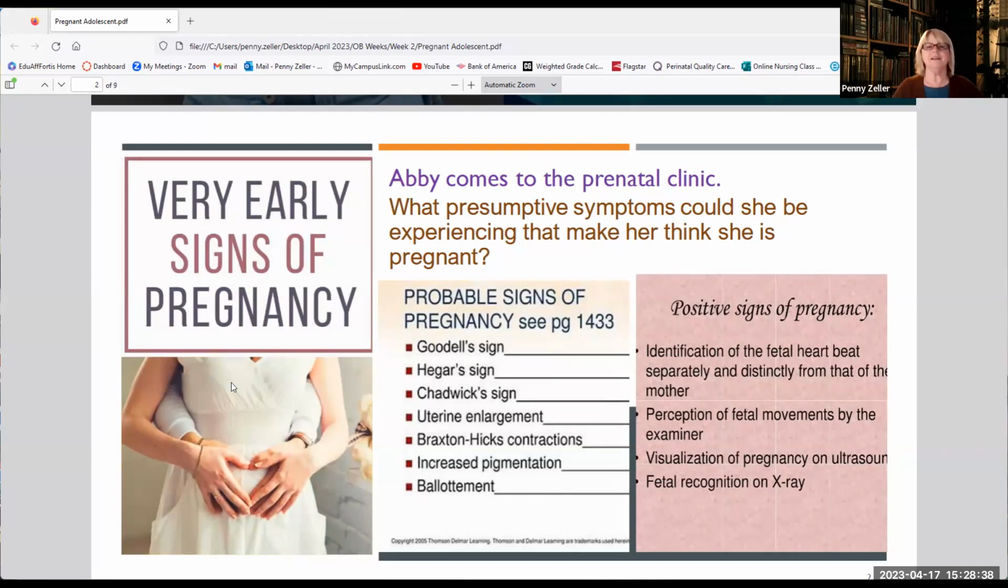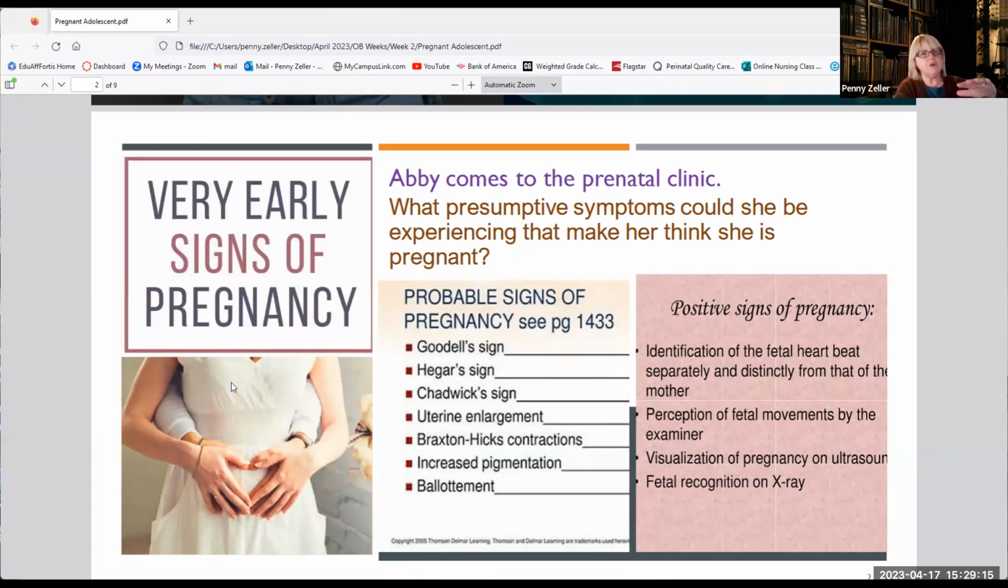Linea nigra. She also might have the melasma on her face, the pigmentation on her face. Okay. And then ballottement. Ballottement is when I do a bimanual exam, I've got my left hand on top of her lower suprapubic area, because I'm trying to palpate. And then I've got two fingers in the vagina, and I'm going to push up on that cervix. And sometimes I can actually feel the vibration of the fetus.